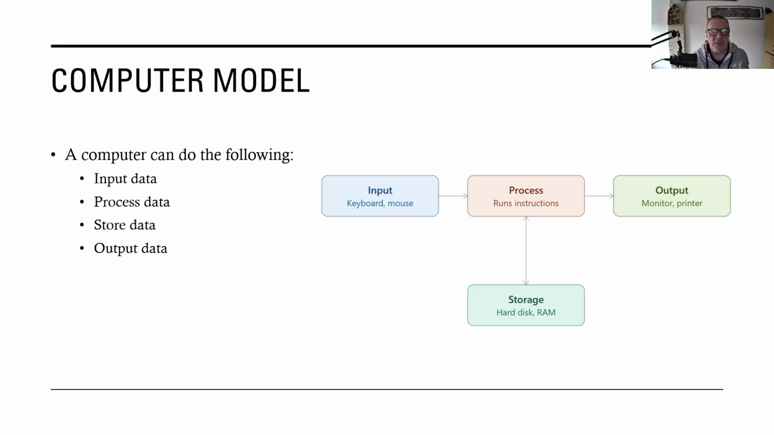We can look at this basic model of a computer to define what a computer actually is. If it can input data, process it, output it, and store data, then it's a computer.